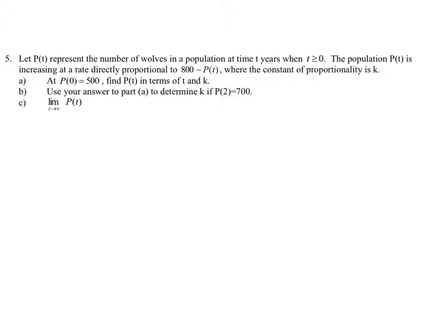Let P of t represent the number of wolves in a population at time t years, when t is greater than or equal to 0. Probably the t didn't need to be defined, but you never know. There is context that allows for t to be negative, so it never hurts. The population P of t is increasing at a rate directly proportional to 800 minus P of t.